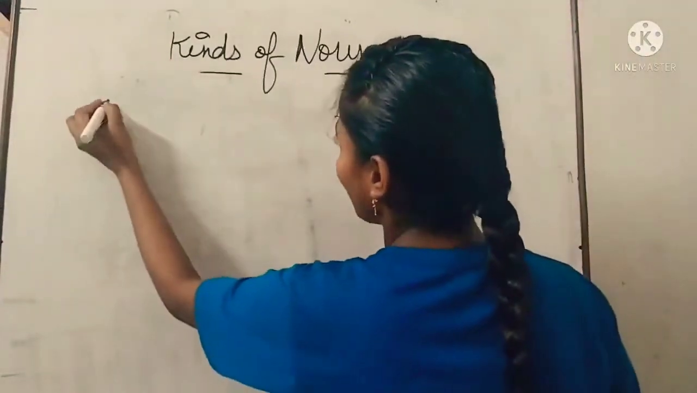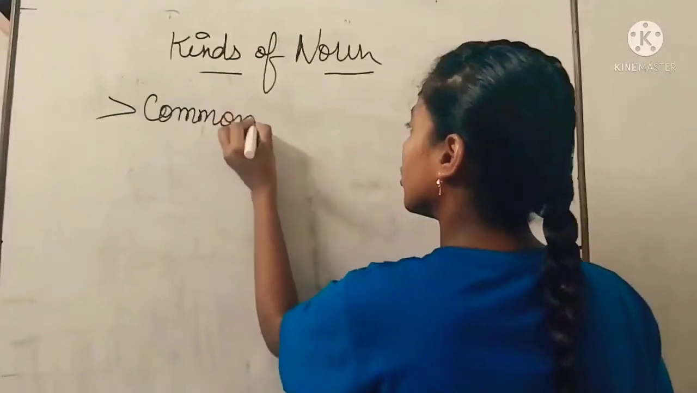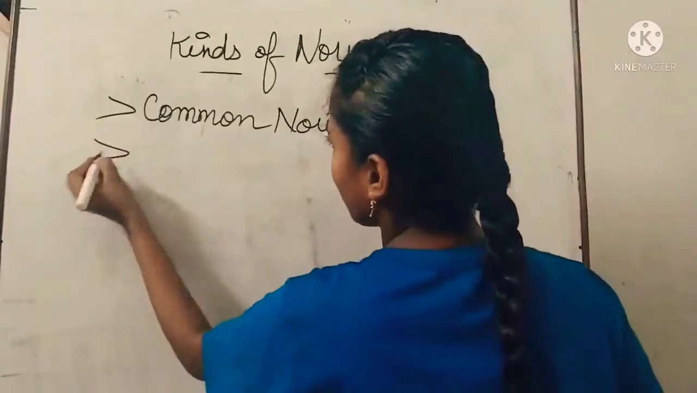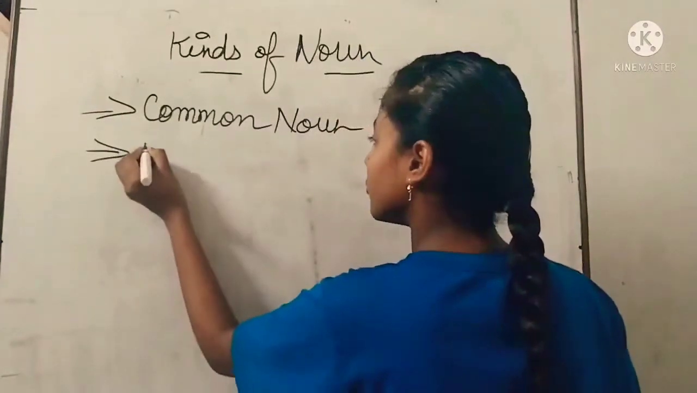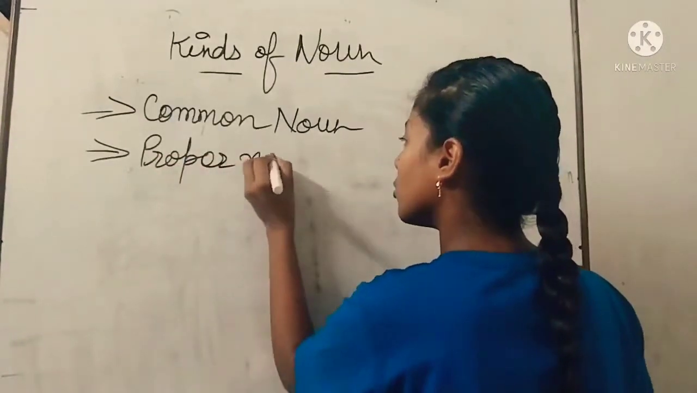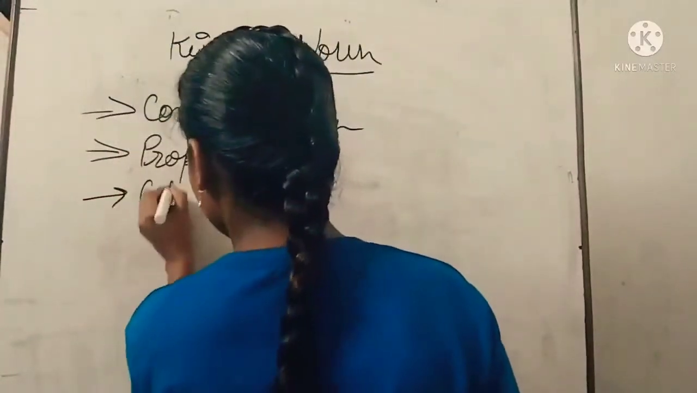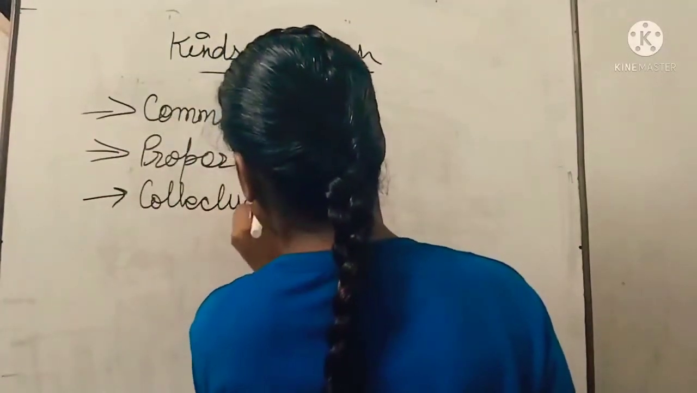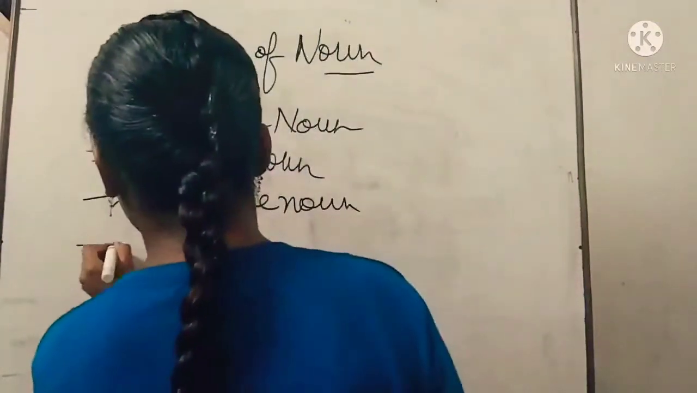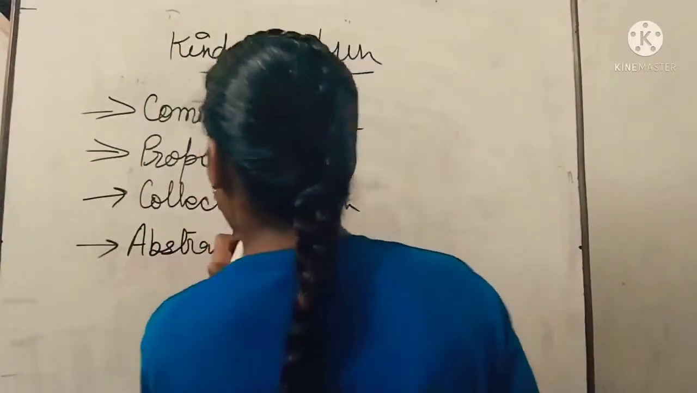Basically kinds of noun comprises, first, common noun. Second, we have proper noun. Third, we have collective noun. Let me write all, then I'll tell you. Then we have, as I told you before also, abstract noun.